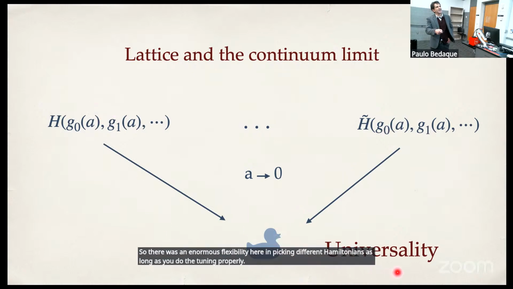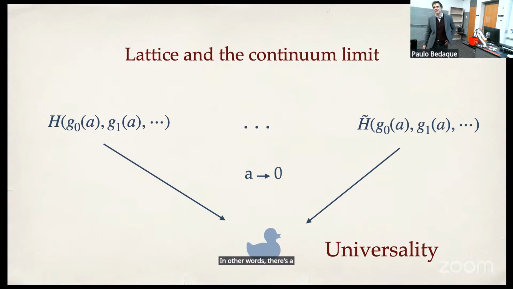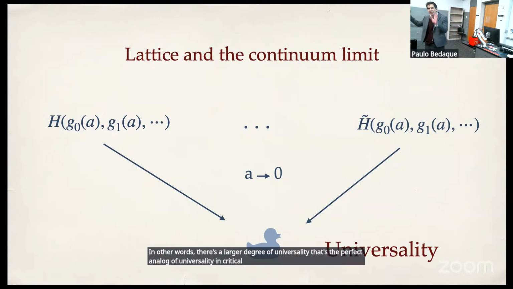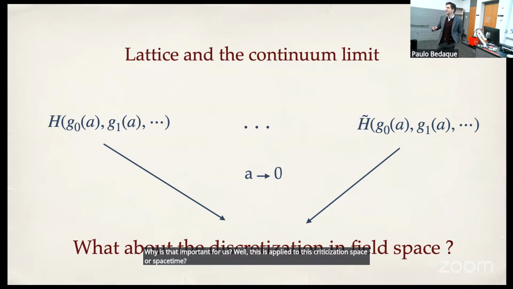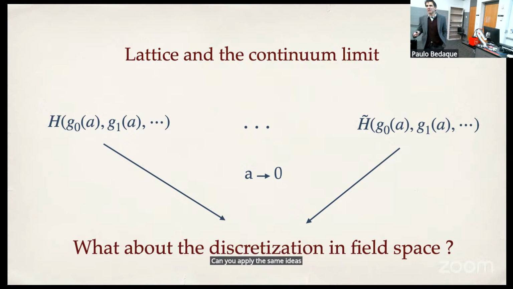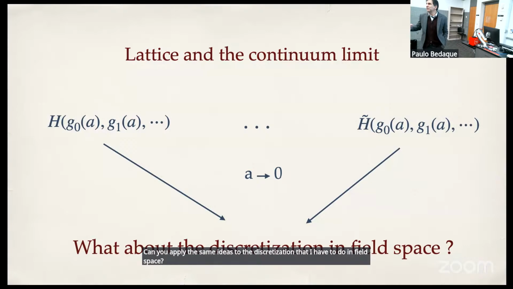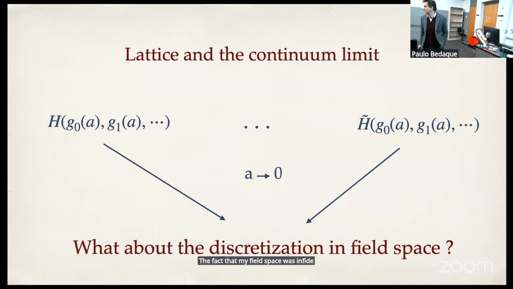In other words, there's a larger degree of universality. That's the perfect analog of universality in critical phenomena. It's the same thing, of course. Why is that important for us? Well, this is applied to discretization in space or space-time. Can you apply the same ideas to the discretization that I have to do in field space? The fact is that my field space was infinite dimensional, even if I had a single point.